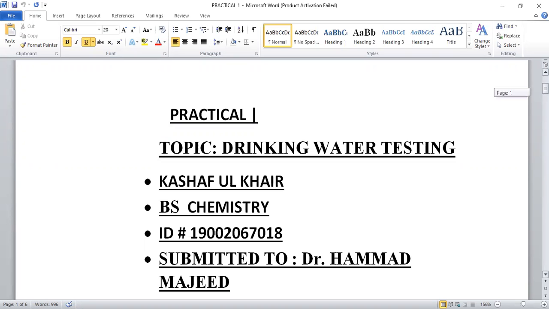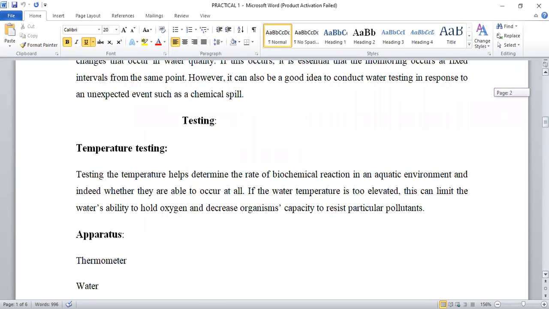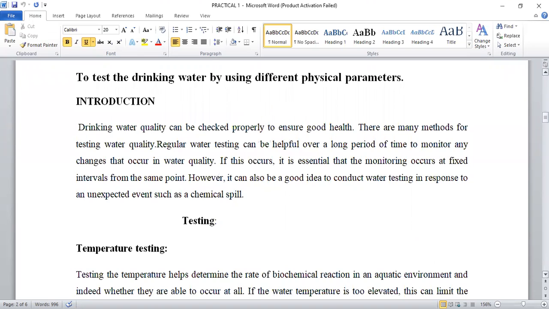So why should drinking water quality be properly checked? The answer to this question is very simple: ensure good health and quality. If any change occurs in water quality, we have to monitor the water at fixed intervals from the same point of view. So drinking water quality should be checked properly to ensure good health.